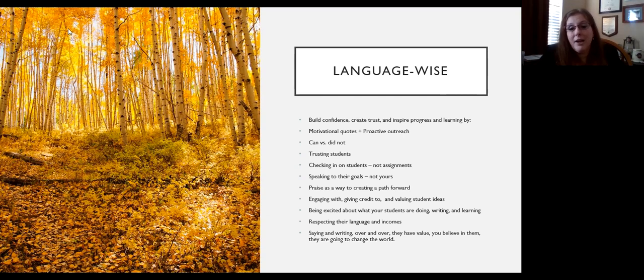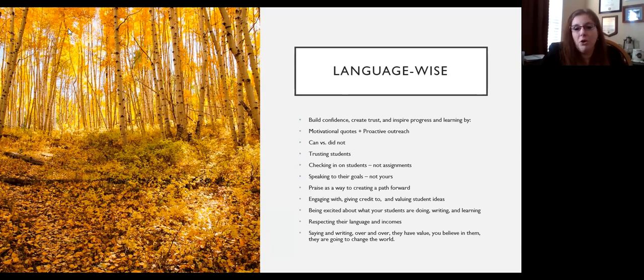This approach to language involves engaging with, giving credit to, and valuing their ideas, no matter how off the mark or even silly sometimes they may sound. But really understanding them and getting to know them and seeing why they said that, where that came from, and really getting in our students' minds and thinking, how did they come up with that, and how do I connect it to this content, and how can I tie it back to where I want them to go?